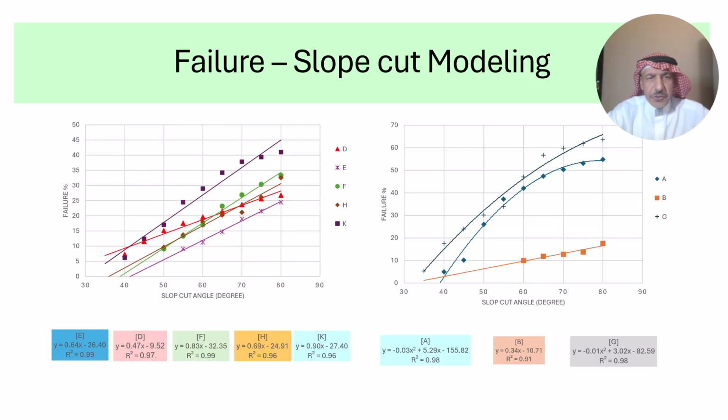For advanced prediction of failure percentage versus slope cut angle, these graphs are presented. It was observed that all locations reflect a linear relationship except locations A and G, both of which reflect a second-order polynomial.